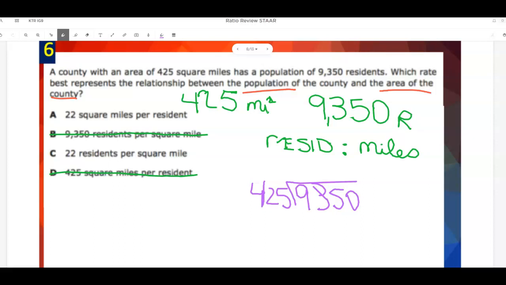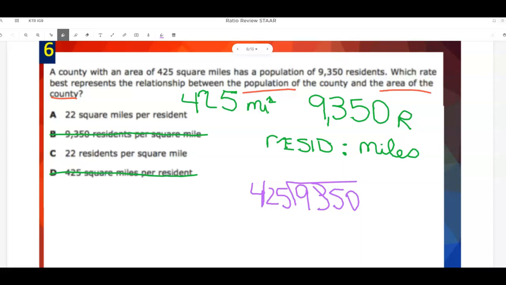So, when I first did this, I got my 22 and I went to circle A. Okay. Addison, can you tell us why A is not a good choice? Because we're looking for square miles, not residents. We want to know how many residents per mile, not miles per resident.